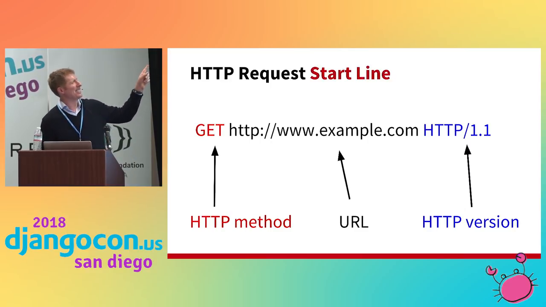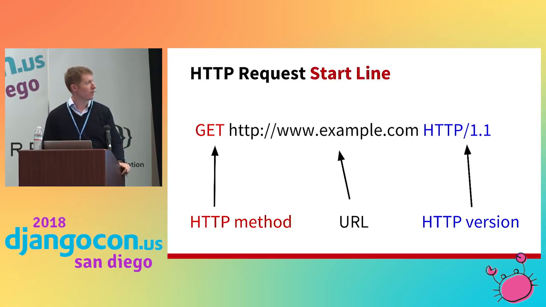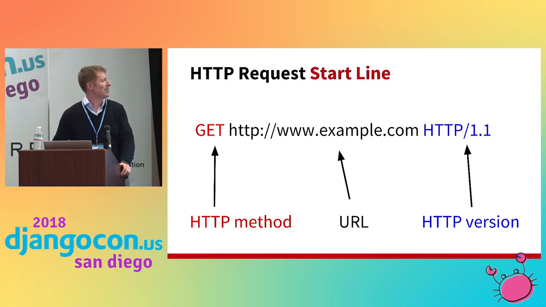So this is the simplest start line you can do, where we have our HTTP method. This is a GET. We say the domain we want to go to, this is our URL endpoint, example.com. And you have to specify the HTTP version. We're generally on 1.1. 2 exists and is really cool, but we won't talk about it today. But this is as simple as it gets. We're saying, get this URL using HTTP. This is what the raw start line would look like.